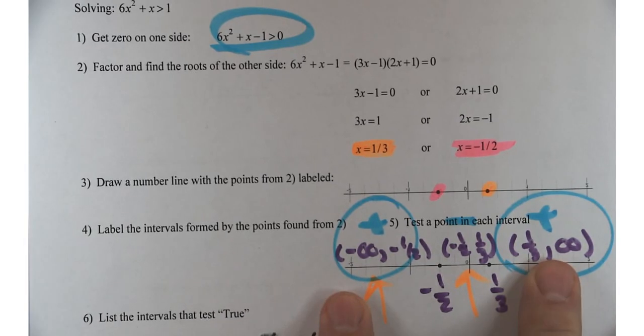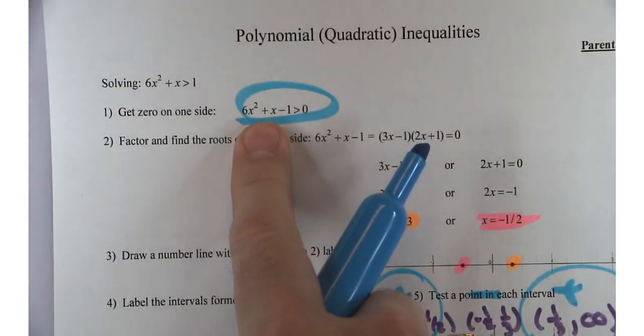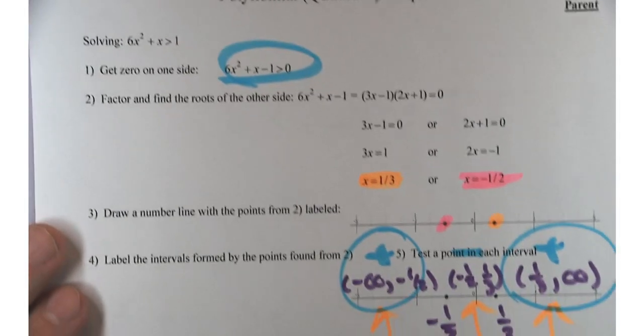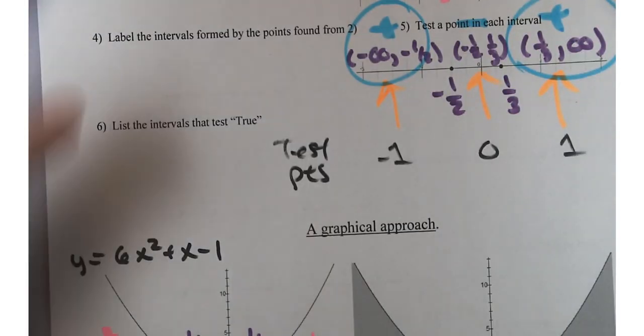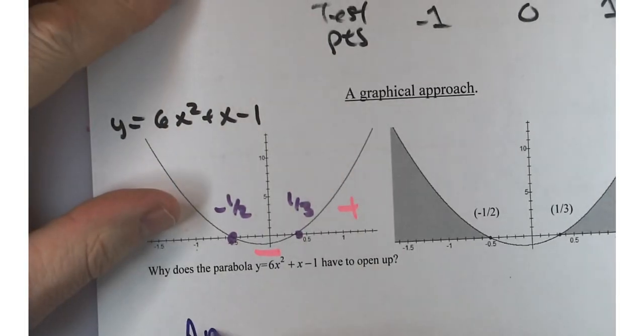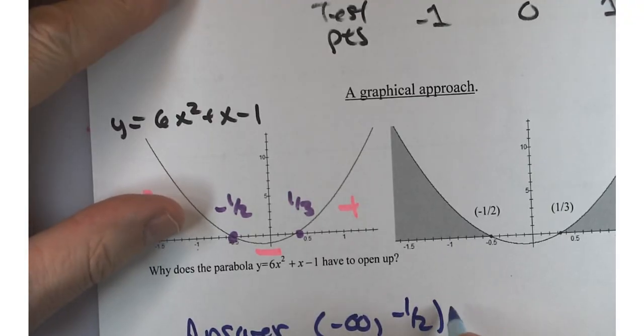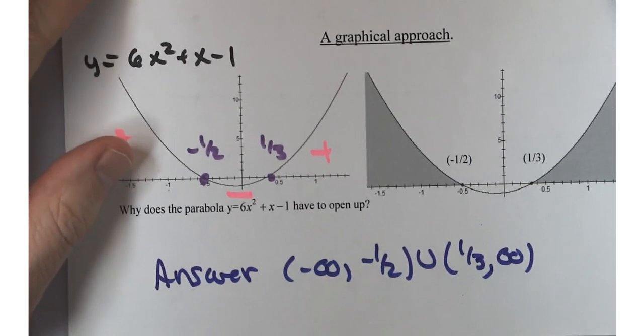Those are the intervals that have the values of x that, if you put a value of x from this interval into this expression, it is going to be positive. It's going to be greater than 0. So your final answer is just that. So the answer is negative infinity to negative 1/2 union 1/3 to infinity. Yay. And that's it.